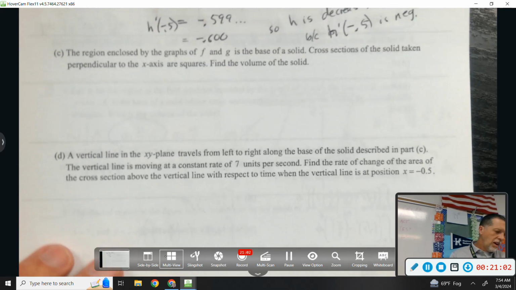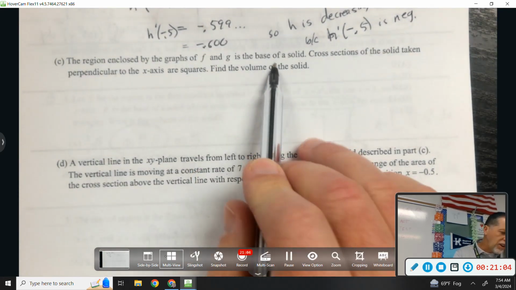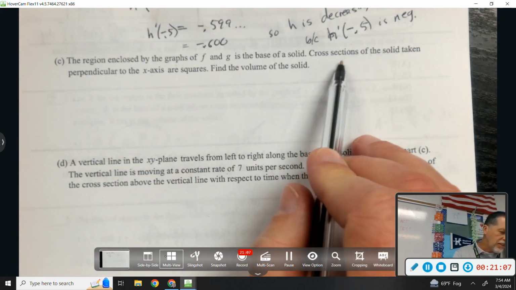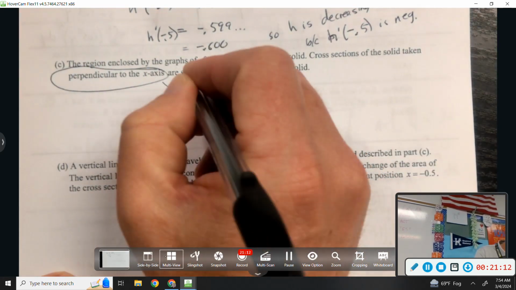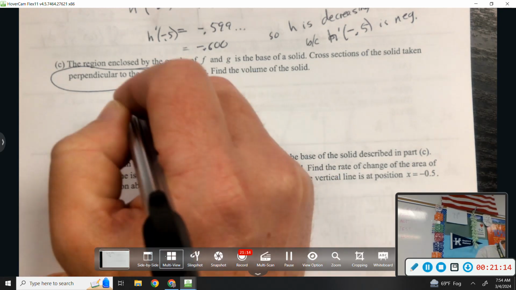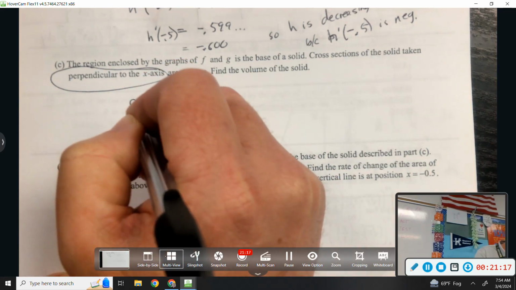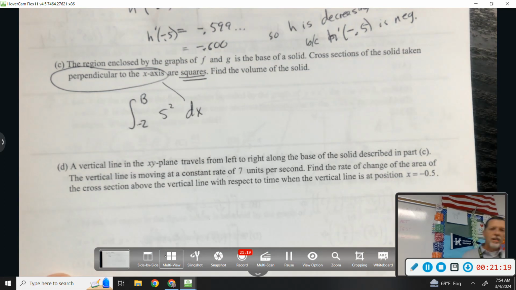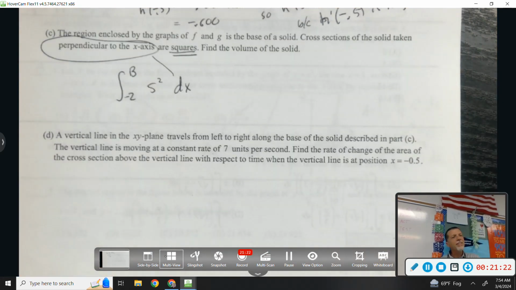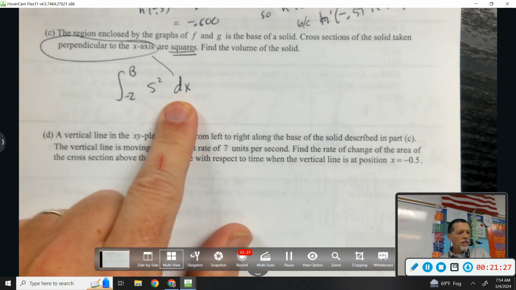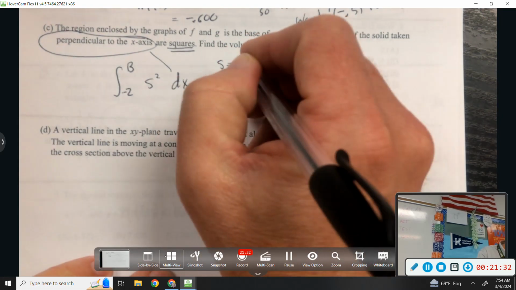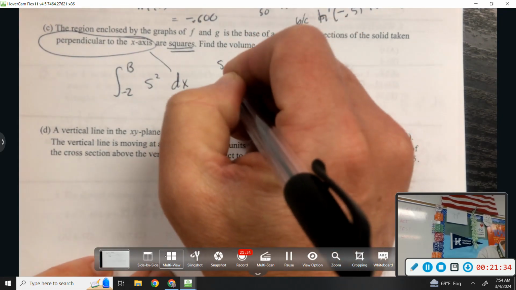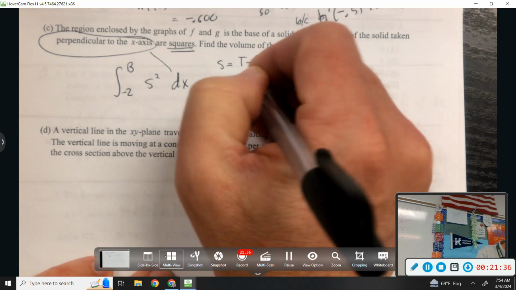Part C. The region enclosed by the graphs of f and g is the base of a solid. Cross sections of the solid taken perpendicular to the x-axis, dx, are squares. Even better. That's about as easy a volume question as they can ask. So we got squares coming up out of the page, dx. So again, we'll go negative 2 to b. S is top minus bottom. Kind of already did this. That's y1 minus y2.